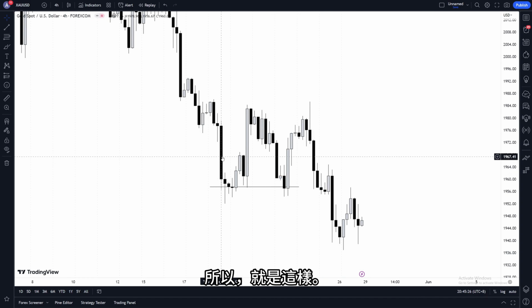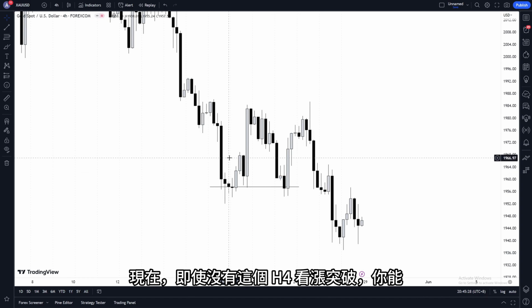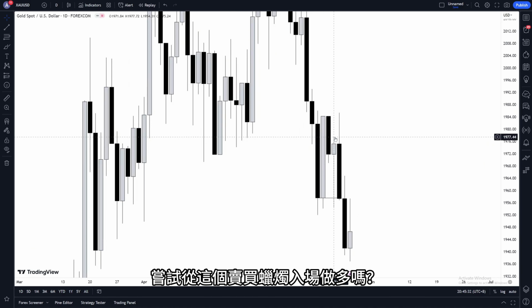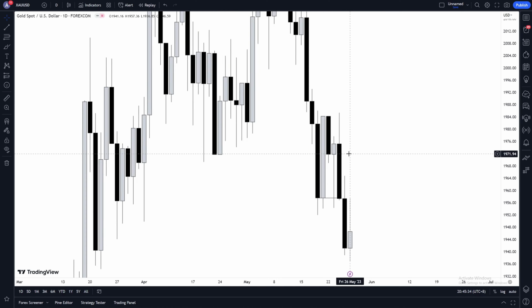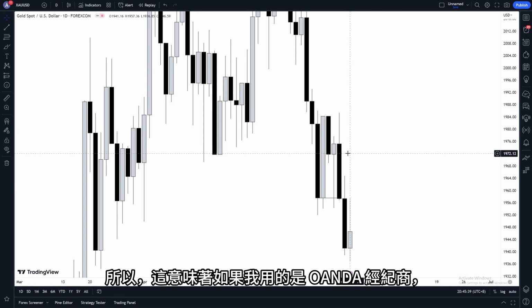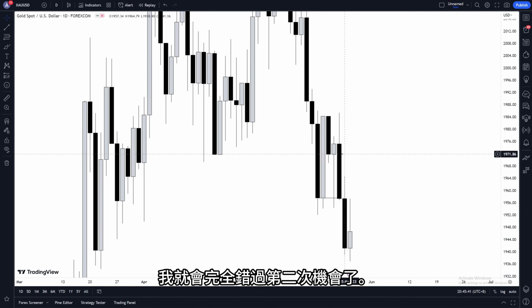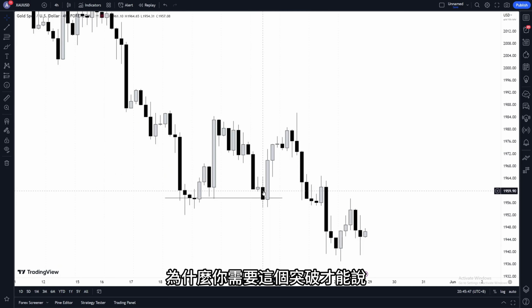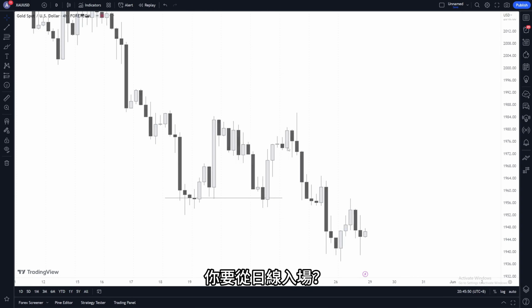Okay, so that's that. Now, even without this H4 bullish breakout, can you attempt a buy from this sell-buy candle? Absolutely. Why? Now you guys are wondering, wait, Avi, so that means that if I had an OANDA broker, I would have completely missed out on the second opportunity. Nope. But Avi, on my OANDA broker, it didn't show the breakout here. Why do you need this breakout for you to say that you're going to enter from the daily?